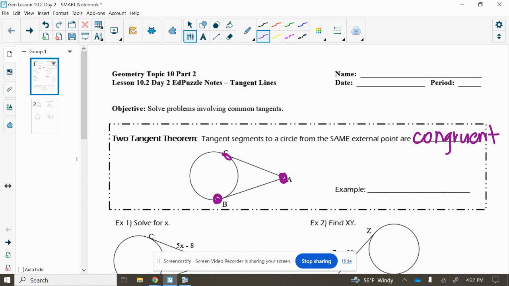So what does that mean? In this example here, we have segment AC. That is going to be congruent to segment BA, so that we know these two are equal.